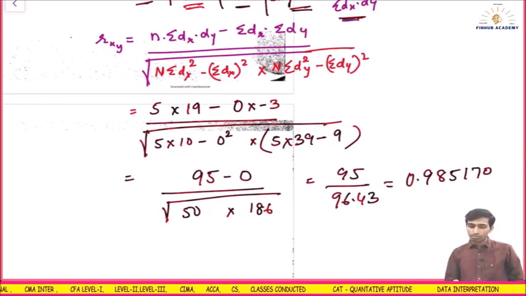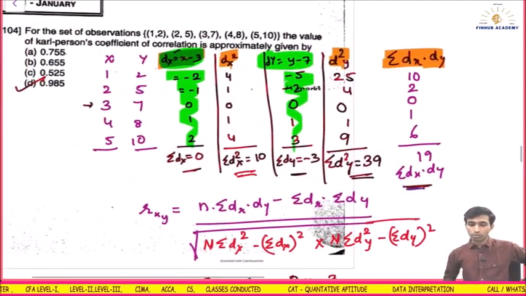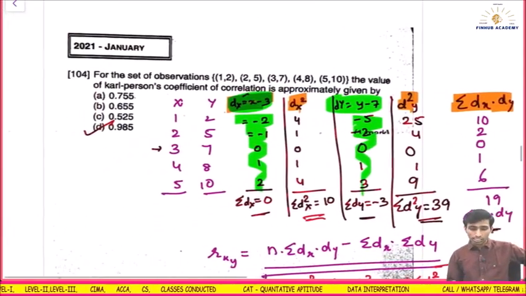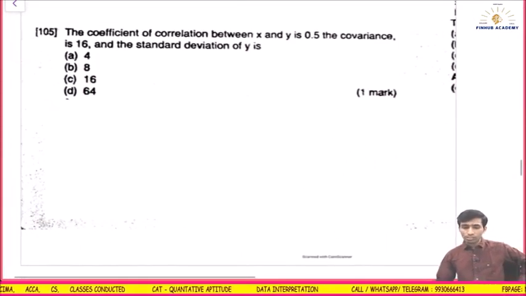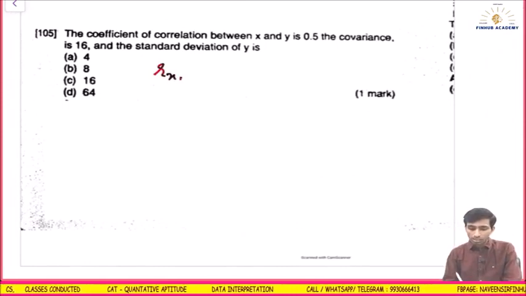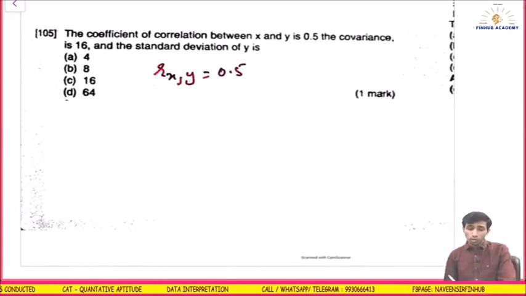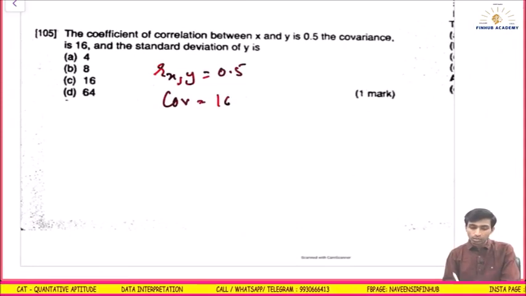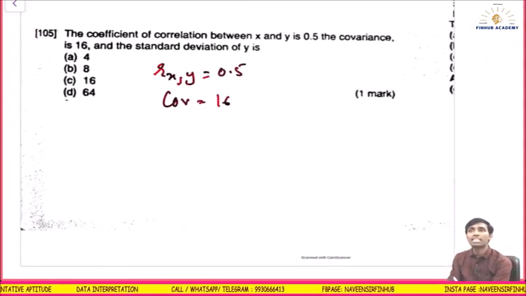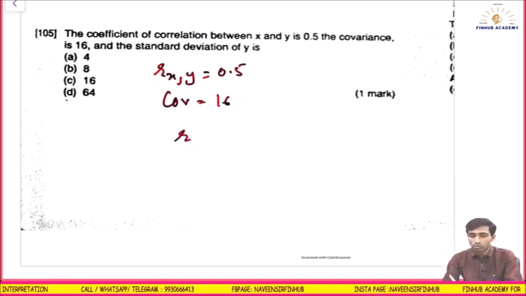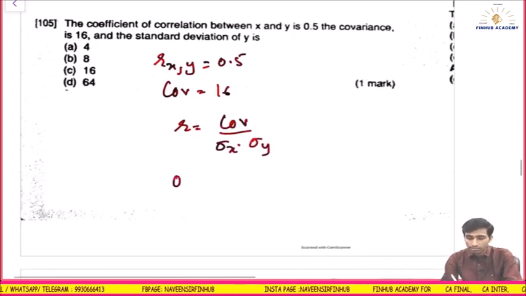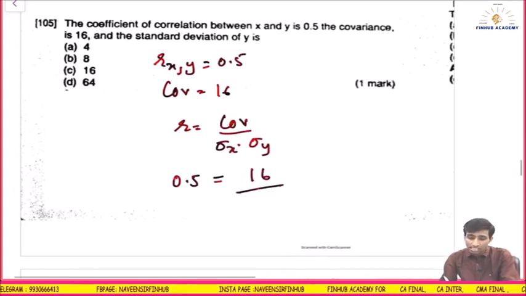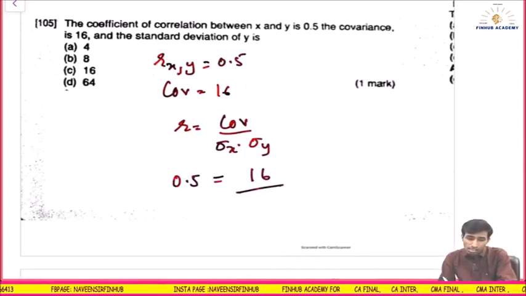So you have to choose whether to solve the sums or not. This is a 2021 January question. Coefficient of correlation R x comma y is equal to 0.5. Covariance is 16. Standard deviation of y they are asking. So what will be the formula? R is equal to covariance upon standard deviation of x into standard deviation of y. R is 0.5 equals covariance is 16, standard deviation of x I don't know.